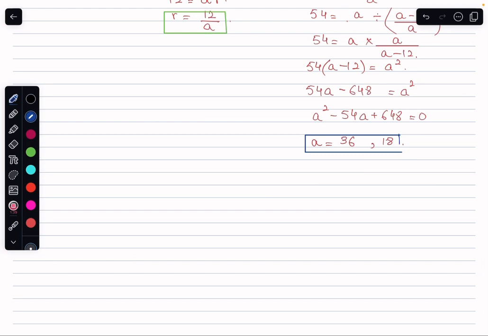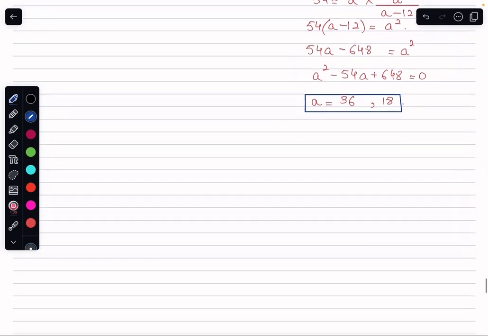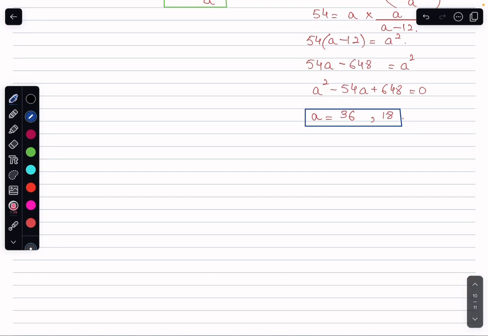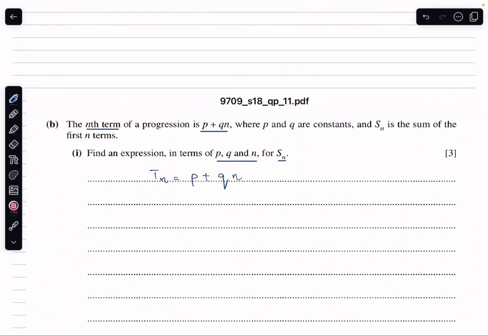So just be particular about the words also. If they are saying values, then that means there should be more than two values for this question here. Let's do part B. The B part says that the nth term of a progression is p plus qn, and we are supposed to find the sum of this progression, the nth sum of this progression here.